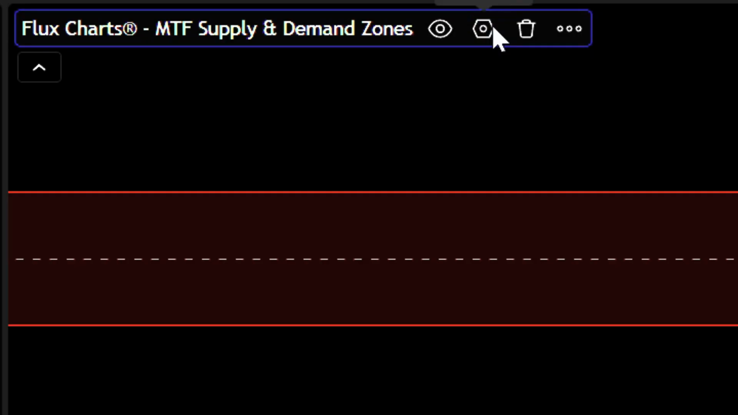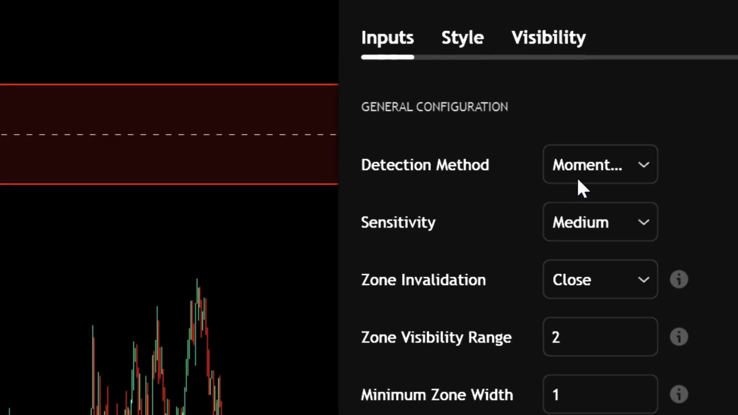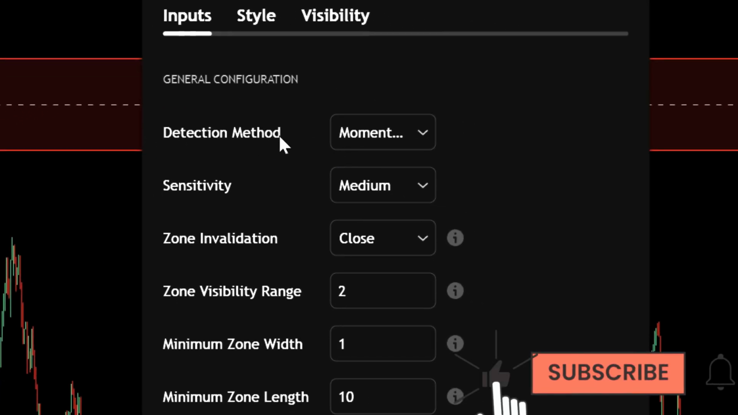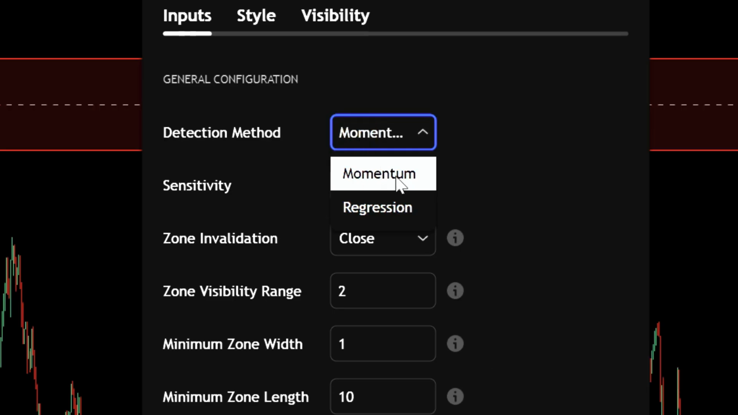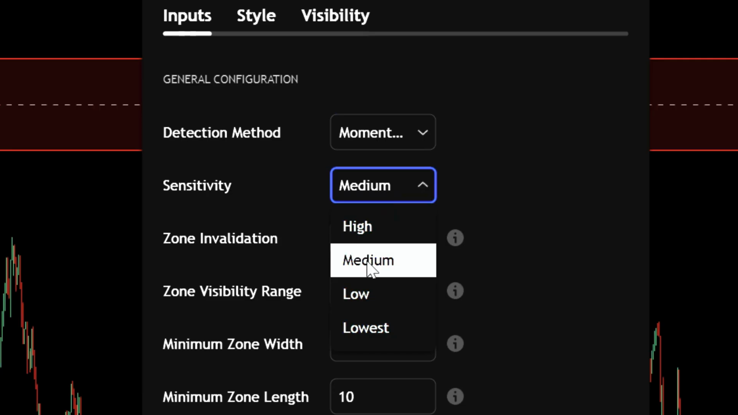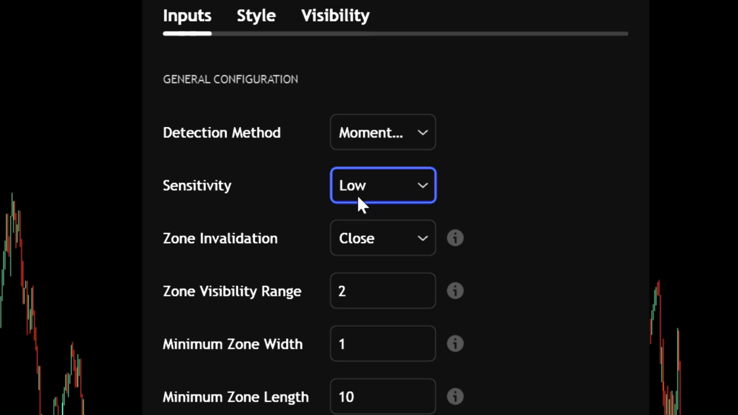Go to the indicator settings, find the detection method. Change this to momentum. We're telling the indicator, I only want zones that were created by a powerful, aggressive move. No weak, choppy price action. Next, sensitivity. Crank this down to low. We don't want our chart littered with hundreds of tiny, insignificant zones. We want the big ones, the obvious ones.